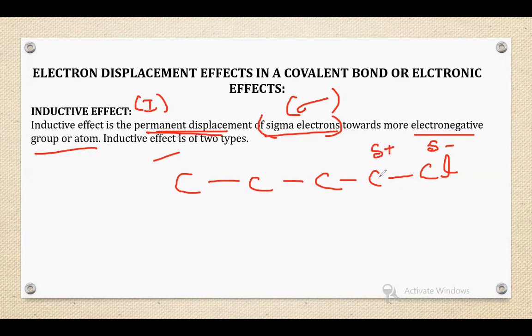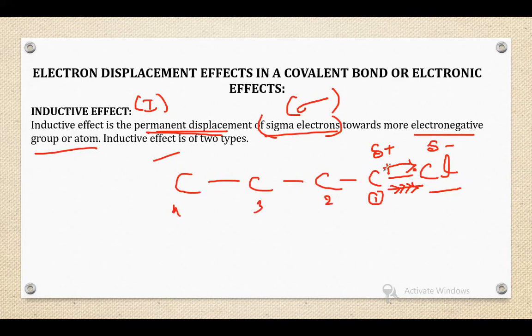In this case, the shared pair of electrons between the carbon and chlorine will move towards chlorine. So we can notice the shifting of electrons is more towards chlorine in the first carbon. In this carbon number 1, the shifting is from carbon to chlorine. So Cl will have a negative charge and carbon will form a positive charge. This is the permanent effect. So what happens to the second carbon, third carbon and fourth carbon? What happens to this?